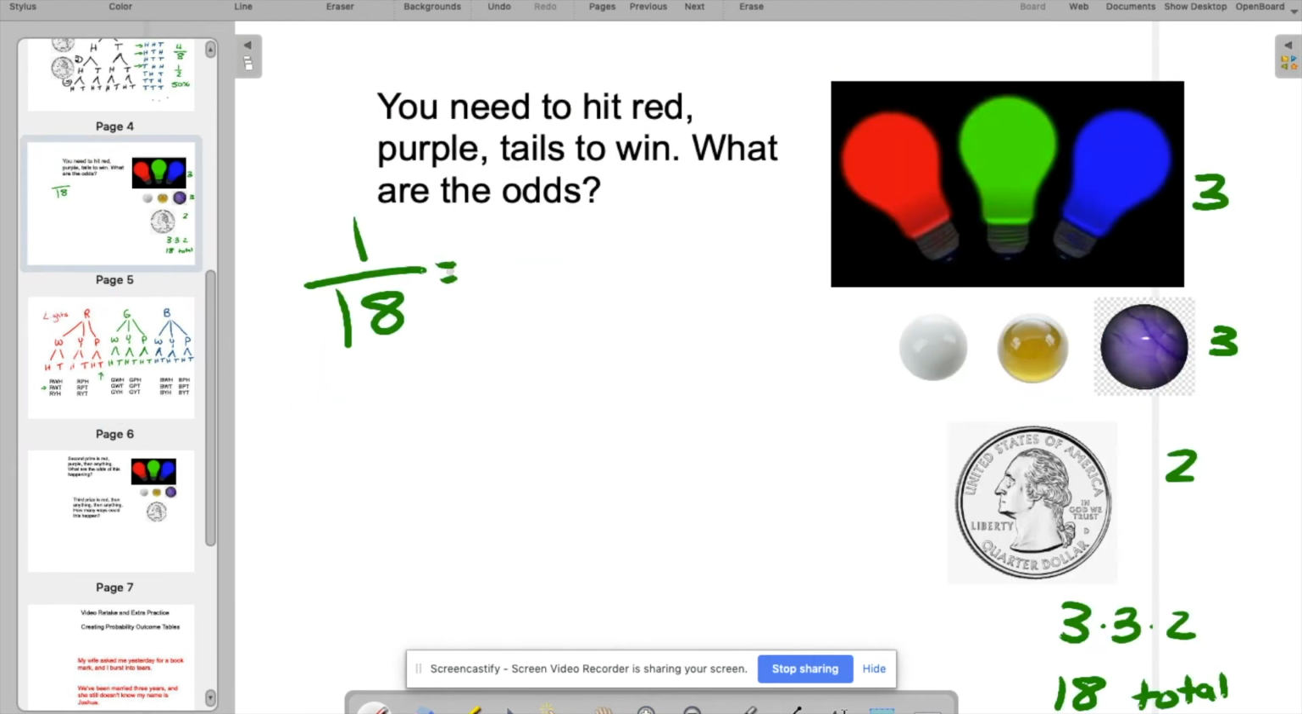So 1 out of 18 chance is about 5.6%. Not much, as it turns out. Very, very unlikely. If you played the game 18 times, you'd win once, which means that in the course of this game, we'd have to be very careful to make sure we're not going overboard with our individual goal here.